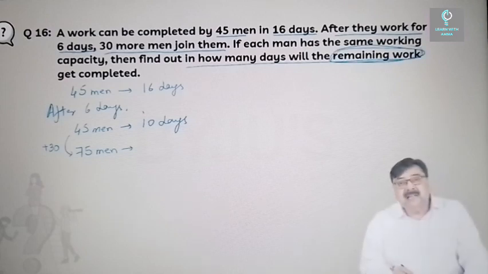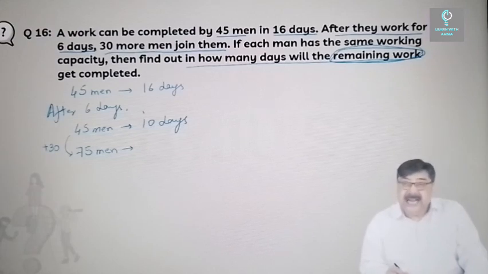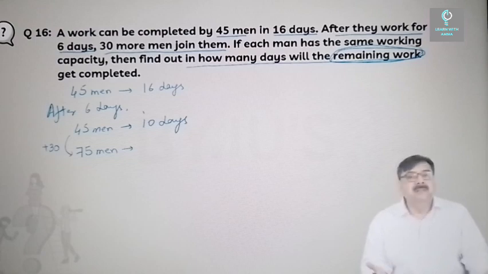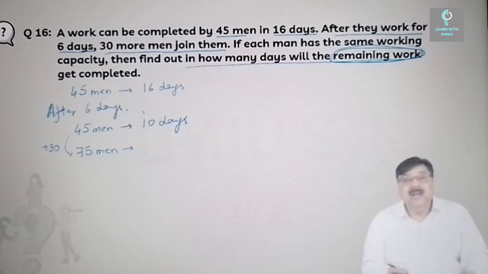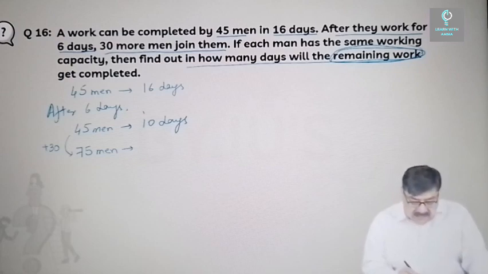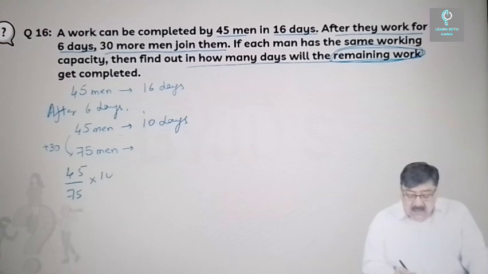See, after 6 days, these 45 men were supposed to complete the remaining work in 10 days. But now the number of men is 75. Simply, you can use unitary method. 45 men can complete a work in 10 days. So 75 men can complete the same work in how many days? More days or less days? Less days. So out of the figures on the left side, less by more is what we will take. So this becomes 45 by 75 into 10.